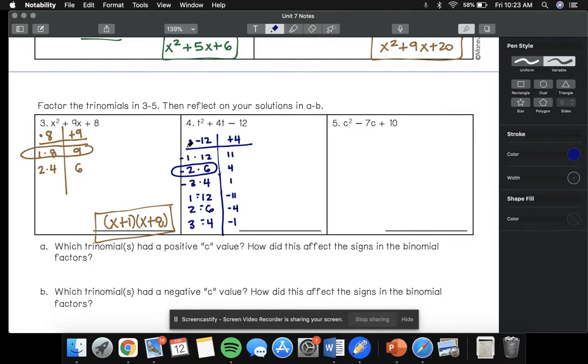Okay. When you get more of the hang of it, you guys can kind of notice that there are patterns and everything like that. But we are going to just start with, okay, these two factors are x minus 2 and x plus 6.